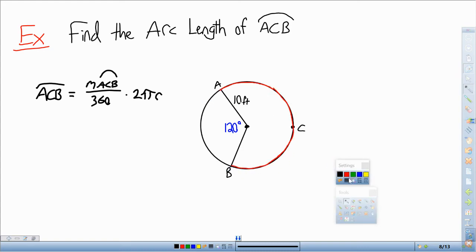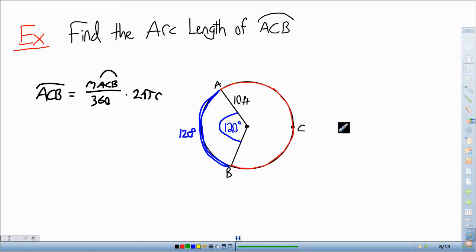All right, and here's the first thing we've got to realize. This central angle is not giving us the measure of this arc, it's giving us the measure of this arc. Okay, so this is 120 degrees. So the question is, how do we use this to find this arc? Well, we just have to remember the entire circle is 360 degrees, right? So we can take 360, we can subtract the 120, and we can get the rest of the circle, which is exactly what we're looking for.